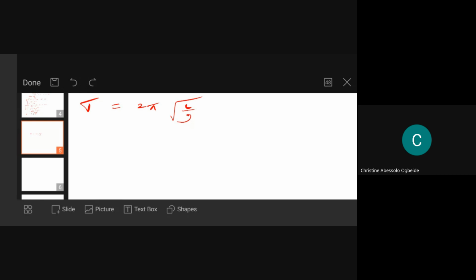And then the solution. I want to prove this, please. So just know that T depends on L and G. Let's see whether that works. So if T depends on L and G, I can say that the period of a pendulum bob depends on the length and the acceleration due to gravity. So L and G.